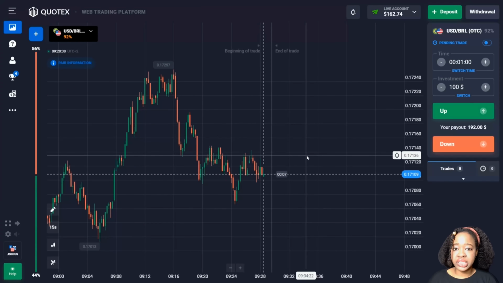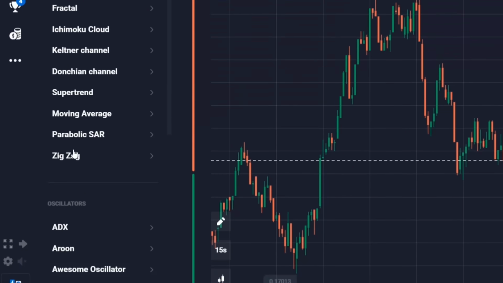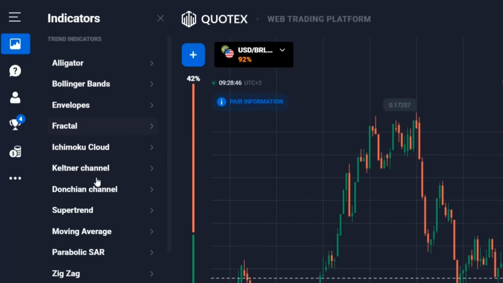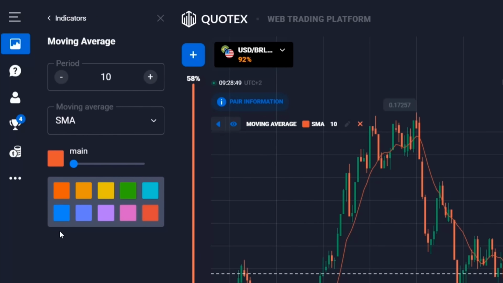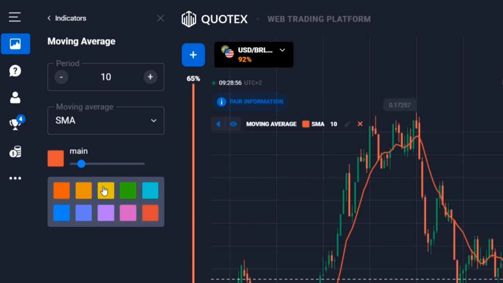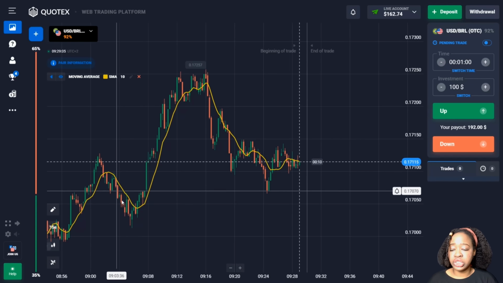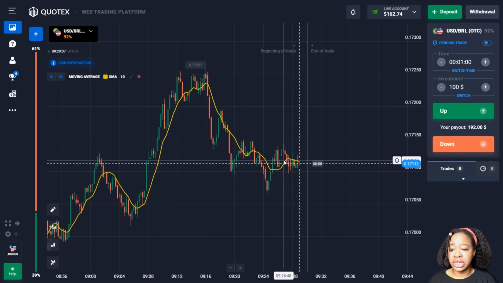In order to activate this indicator, I'm going to click on this button in the left corner, and here you can see the list of the indicators. You need to find the moving average, and I will show you how to work with it. You don't need to change anything. You can make the moving average a bit thicker so that you can see it better. I'm going to choose the yellow color, and here you can choose any color you like. And here you can see the moving average is on the chart. So this is the indicator display.